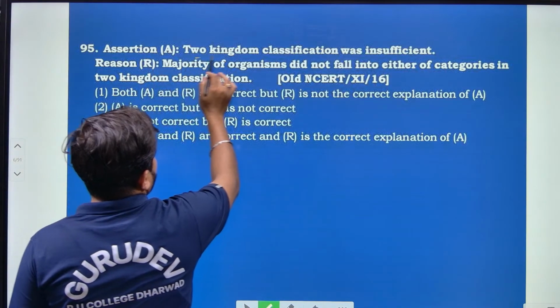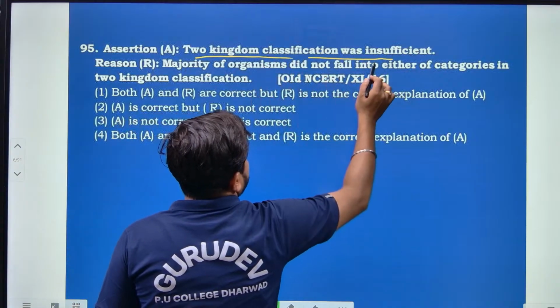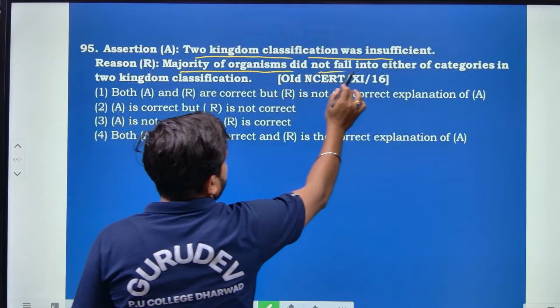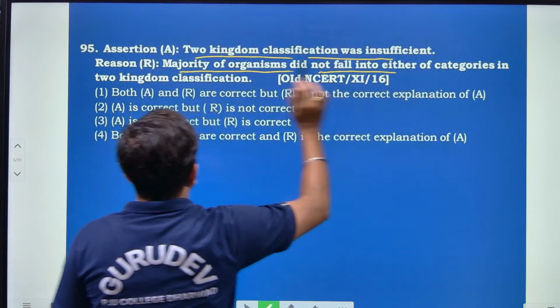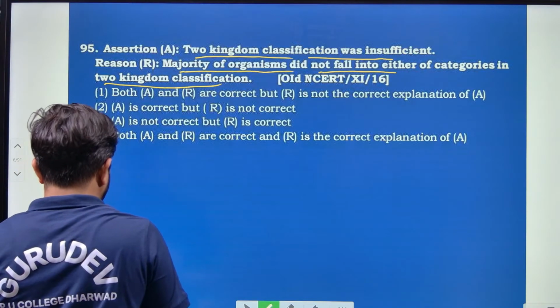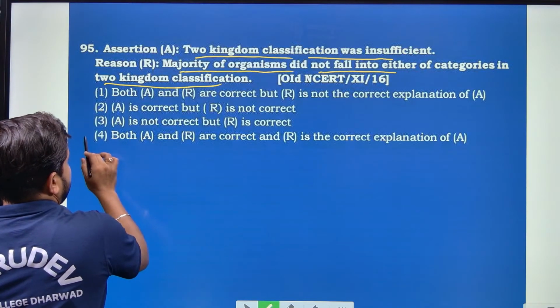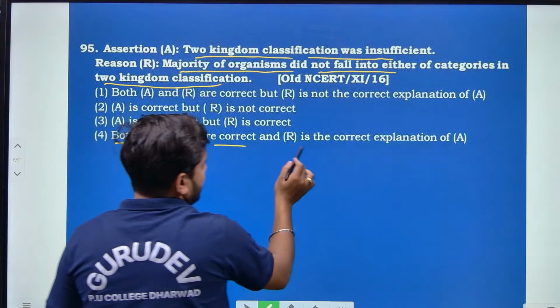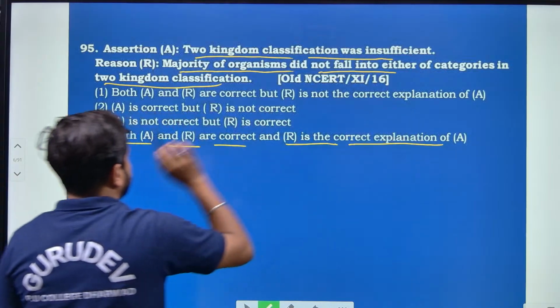Assertion, what it says: two kingdom classification was insufficient. Reason: majority of organisms did not fall into either of the categories in a two kingdom classification. So according to that, if you consider both assertion and reason, both are correct, and the reason is the correct explanation of the assertion.